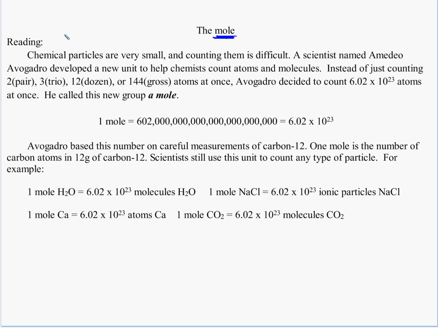Right, so let's read this. What's it say? Chemical particles are very small. We know they're so small you can't see them with the naked eye. Most microscopes aren't even good enough either. So counting them is difficult.